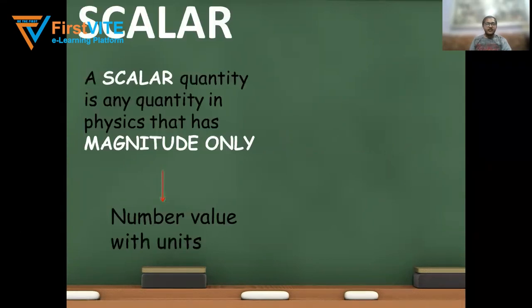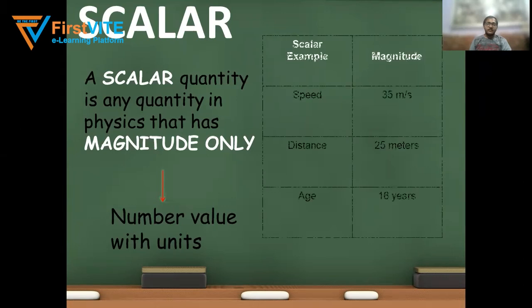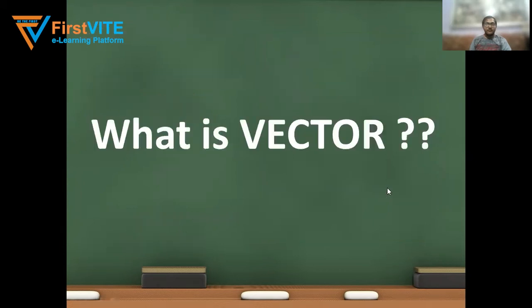So basically, scalar quantities are the quantities that consist of only the magnitude, and we can easily represent them with the help of a number value and the unit. The examples for scalar quantities are speed, distance, and age. As these quantities consist of only the magnitude, we can easily represent them as 35 meters per second, 25 meters, and 16 years.